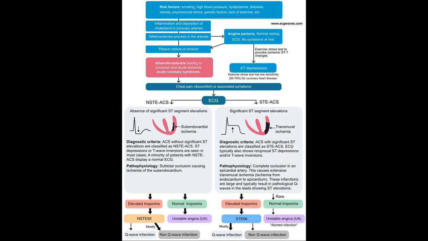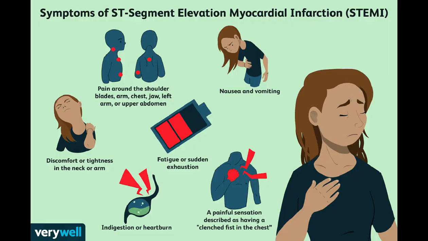On the other hand, UA presents as a crescendo pattern of chest discomfort. The episodes of pain increase in intensity, frequency, and duration over time. Unstable angina might temporarily subside with rest or nitroglycerin, but it is unpredictable and a warning sign that a heart attack could soon occur. Both conditions require immediate medical evaluation, though MI is often more life-threatening and necessitates rapid intervention to restore blood flow and minimize heart damage.